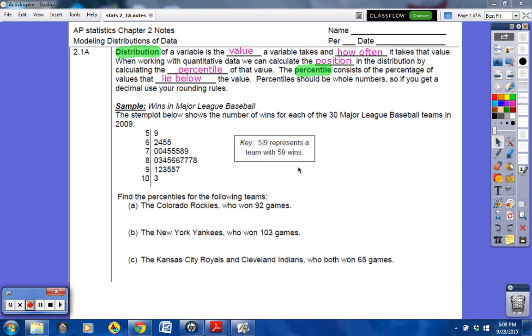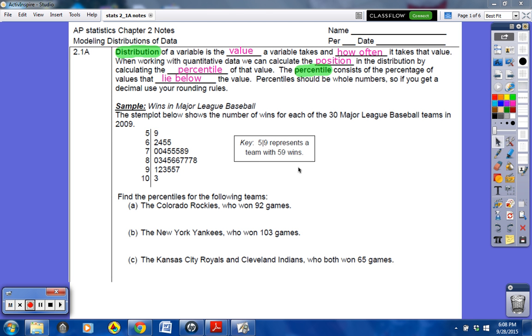And when we're working with quantitative data, we can actually calculate the position in the distribution by calculating what we call the percentile of that value. The percentile consists of the percentage of values that lie below that particular value. We do not include that value in our calculation. So percentile should be written as whole numbers. If you get a decimal, you need to make sure that you're using your rounding rules.